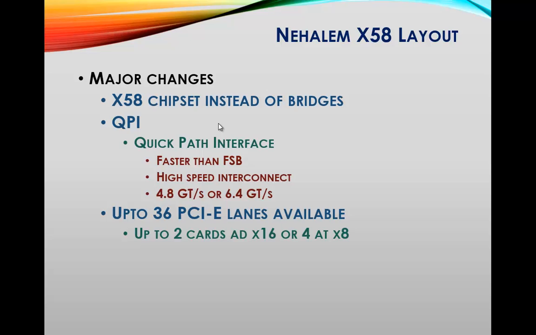You also have with the Nehalem architecture QPI, Quick Path Interconnect, that is much faster than the front side bus. It's a very, very high speed communication bandwidth, and you can actually run at 4.8 gigabits per second or 6.4 gigabits per second of transfer speeds between your Extreme or Xeon processor versions, depending on which CPU you have and are working with.